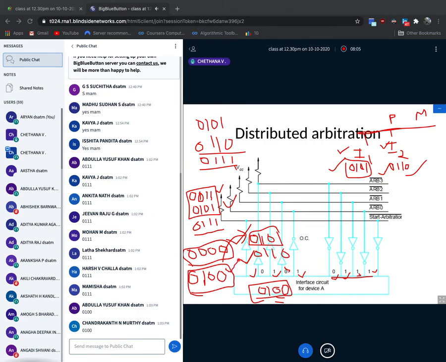So I'm going to award the bus to the second device. Who is the device? Device number 2. For this device number 2, I'm going to award the bus.